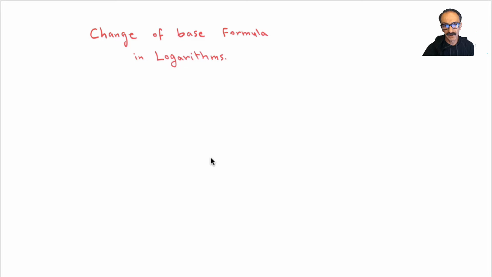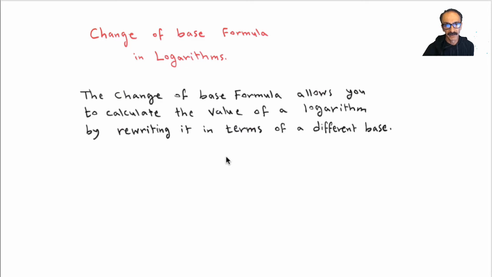Change of base formula in logarithms. The change of base formula allows you to calculate the value of a logarithm by rewriting it in terms of a different base. So if you have a base of 5, a base of 7, a base of 8, your calculator does not do that. When you change to base 10, it becomes handy. We're going to see some examples.